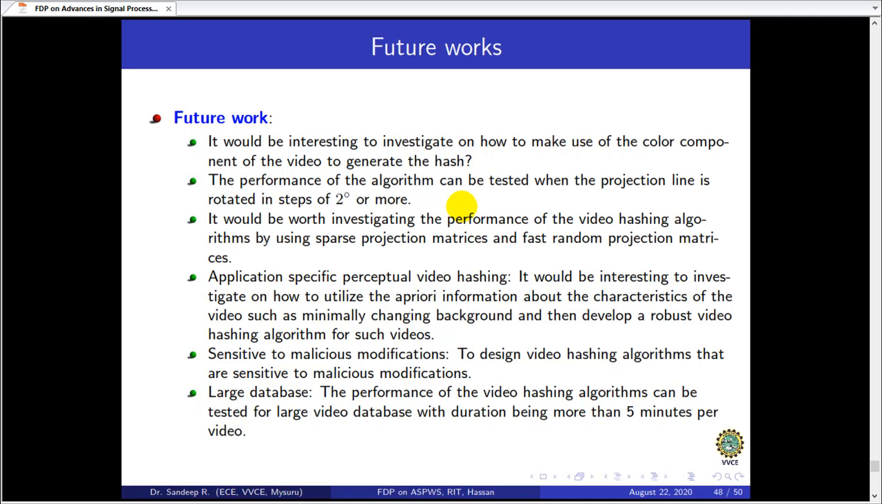And we had performed the video hashing on a large video database, right? For example, 1,000 videos were considered and all the videos were at the max 5 minutes in duration. So you can definitely check how the algorithm performs if the number of videos in the database increases, say to lakhs, and also if the duration of the video is more than 5 minutes, say 15 minutes, 30 minutes, and so on, and then evaluate the performance of the algorithm.